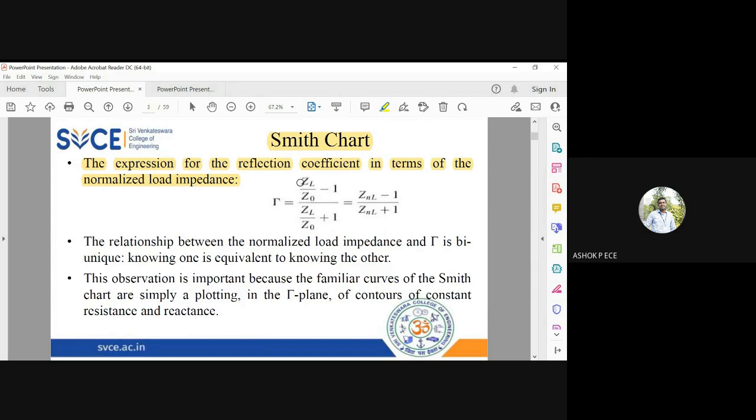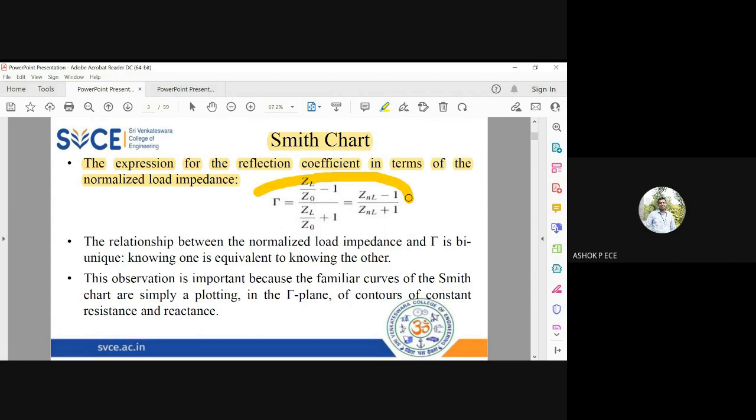Usually tau is equal to (ZL minus Z naught) by (ZL plus Z naught). So you divide both numerator and denominator by Z naught, and you get (ZL by Z naught minus 1) by (ZL by Z naught plus 1). Whenever you divide any impedance by Z naught, it becomes a normalized impedance. So it becomes (ZNL minus 1) by (ZNL plus 1).